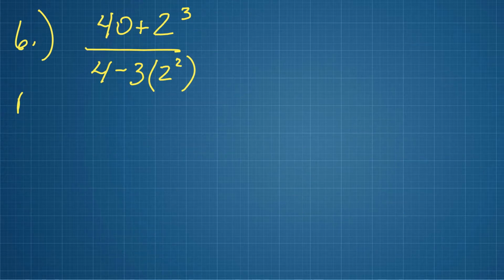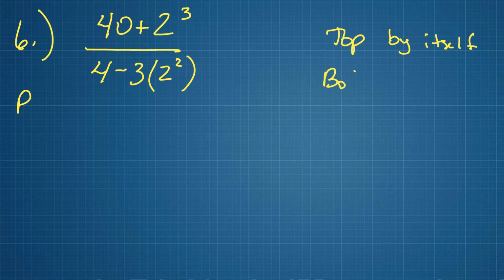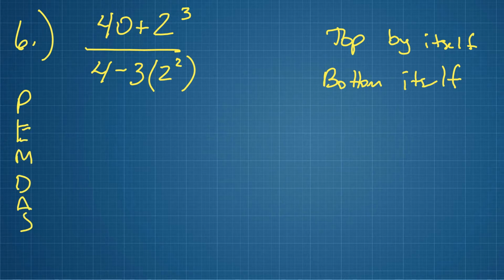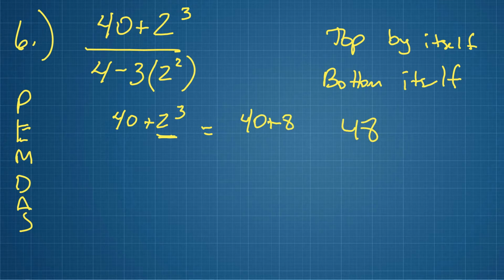Alright, 6, the exact same concept. Do the top by itself, then the bottom by itself, then do the top over the bottom. So I do my PEMDAS. I'm just focusing on the top. So I have 40 plus 2 cubed. I have to do the exponent first. So I get 40 plus 8, so the top becomes 48. Right?